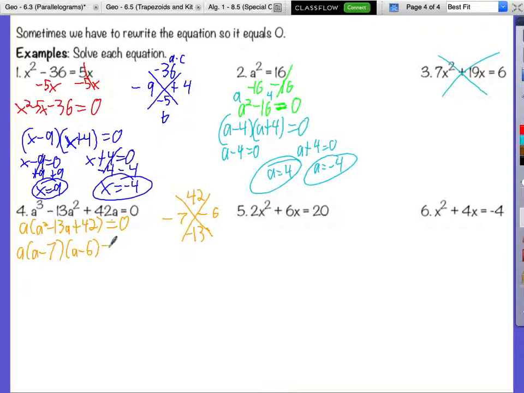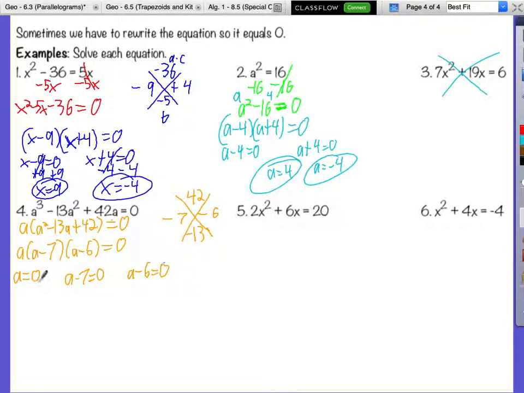But what did I have out in front? That a. And how many answers should we have here? 3. Because what was our original power? 3 to the 3rd. So how many equations do I need here? 3. Can somebody help me with the first equation? So a equals 0. Yeah, we just said this first part, a equal to 0. Second equation, a minus 7 equals 0. Third, a minus 6.